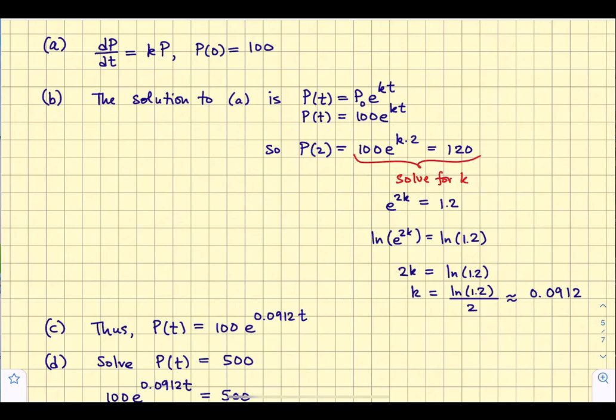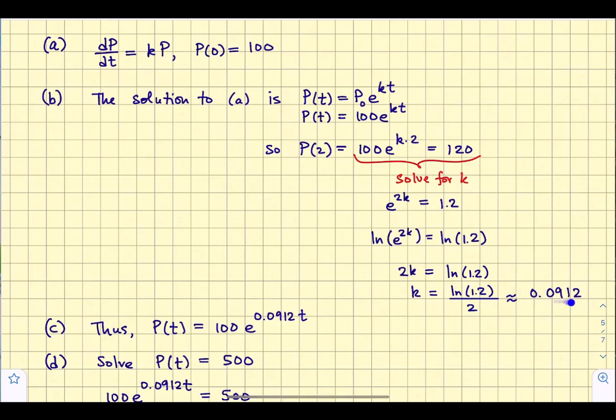Let's plug in our second observation. We know P at time 2 is 100 e to the k times 2, and then we were told that equals 120. Now if you stare at that equation for a moment, that is an algebraic equation in the unknown k. So just solve for k. Divide both sides by 100, apply a natural logarithm to both sides, and divide both sides by 2, and you get k is ln of 1.2 over 2, and that is approximately 0.0912.